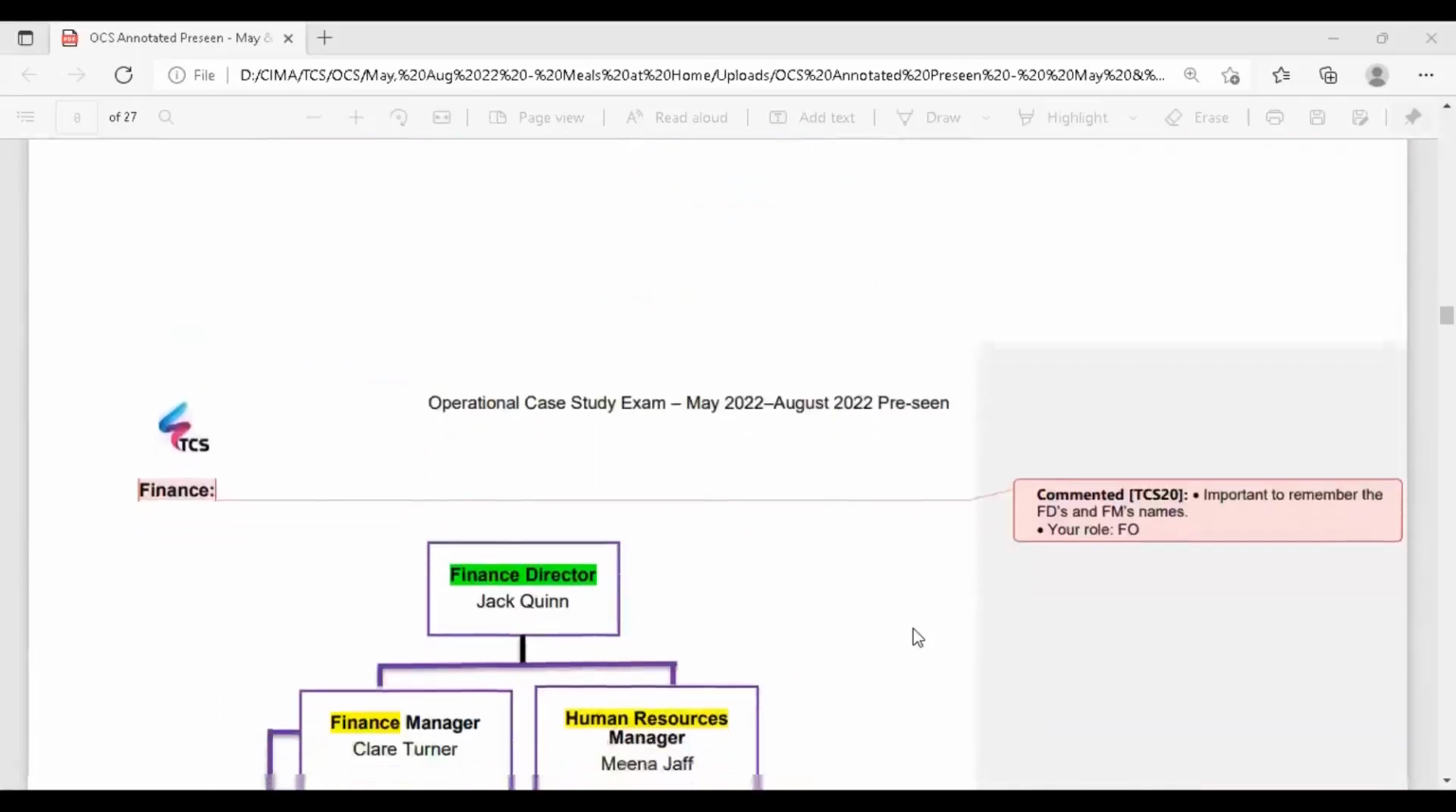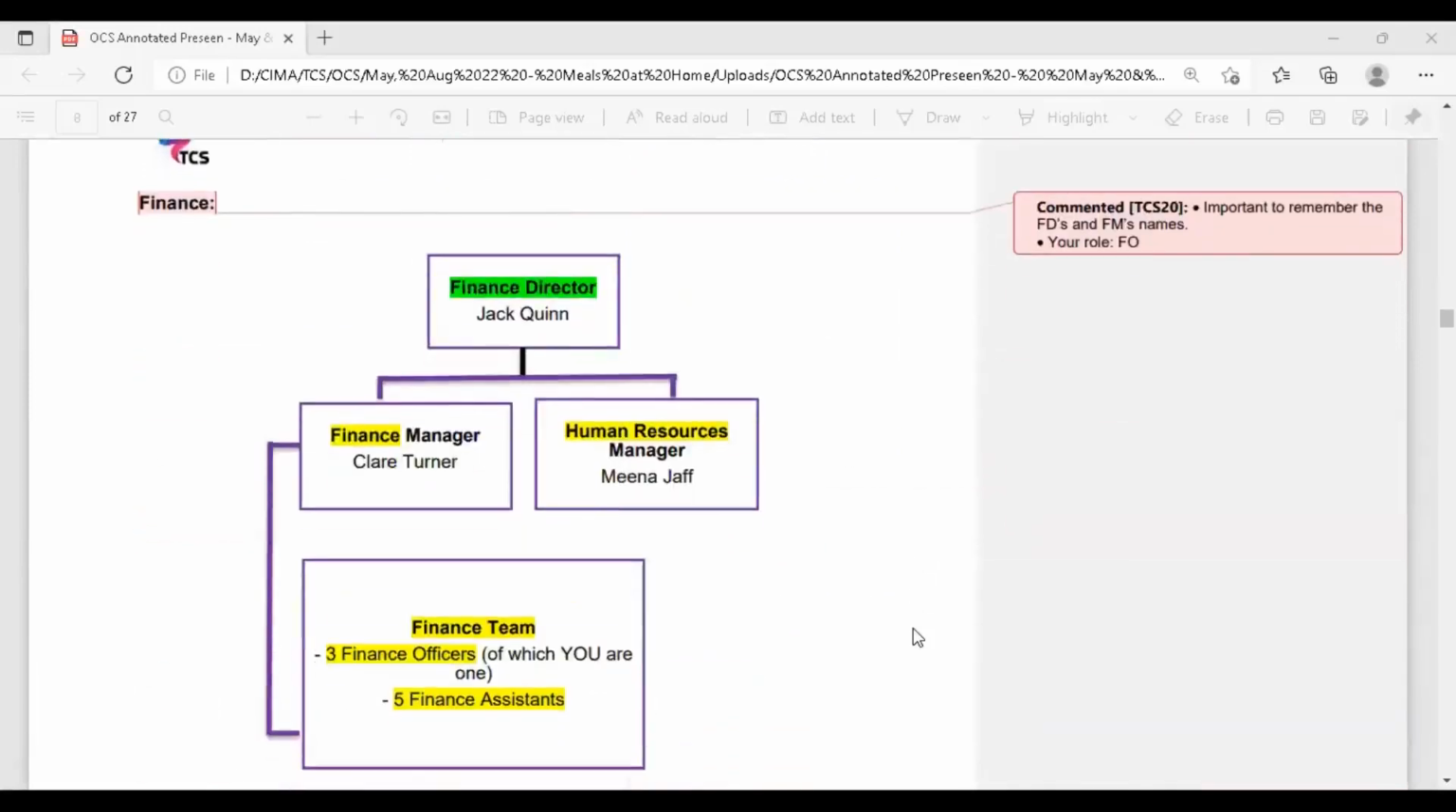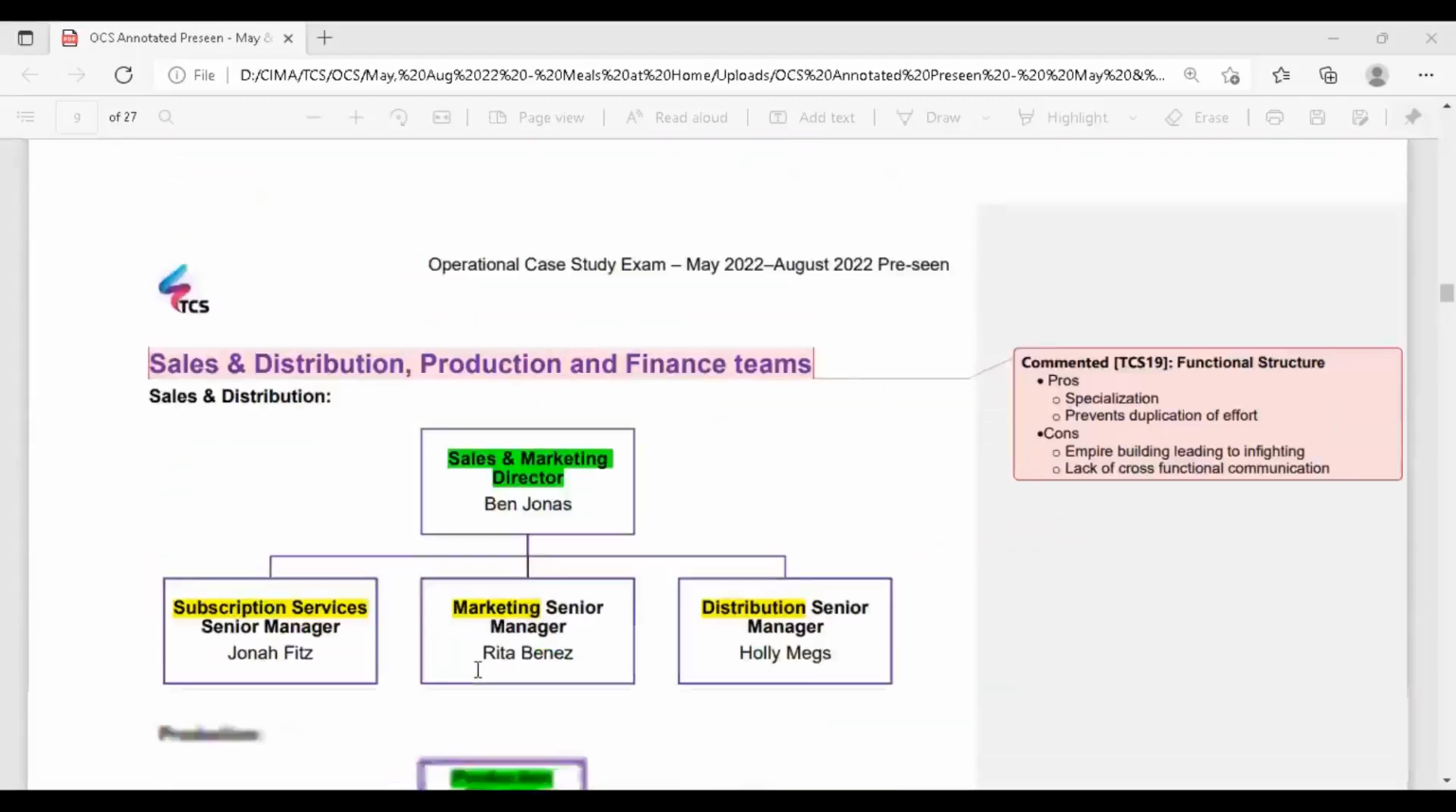And if you look at the finance function, again, you see the functional structure. The finance director, Jack Quinn, heads the finance function, and under him you get two different managers, one handling finance and the other handling HR. And under the finance manager is your boss, since you are the finance officer. Under the finance manager, there's a finance team which comprises 3 finance officers and 5 finance assistants. So out of these 3 finance officers, you are one of them. Okay, right. So what you need to remember is that based on the structure within these 3 different departments, there's a functional structure in play.